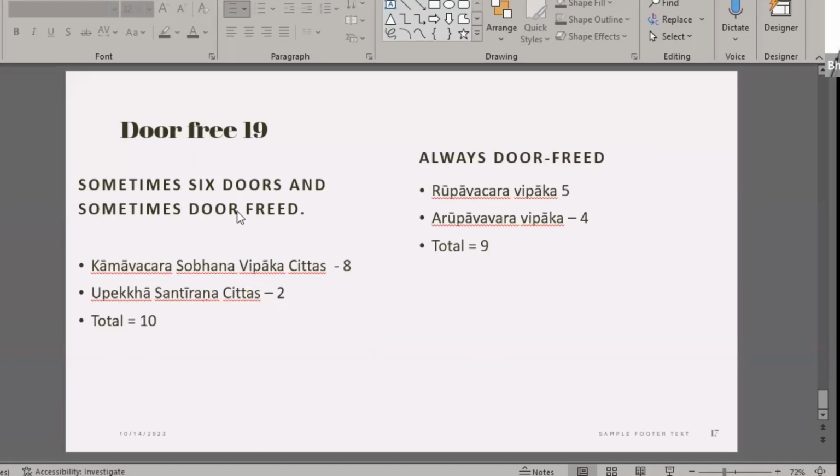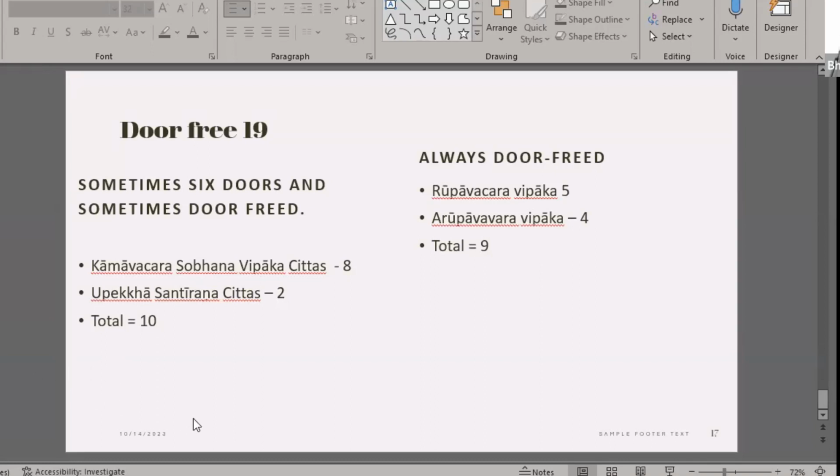Why sometimes door-free and sometimes six doors? Suppose when a Vipaka citta arises as Bhavanga, at that time it is door-free. Upekkha Santirana cittas arise as Bhavanga, life continuum. At that time, they are door-free. But Mahavipaka cittas arising as Tadarammana, registration function, are not door-free at that time because they have another function. They do not have life continuum function at that time.